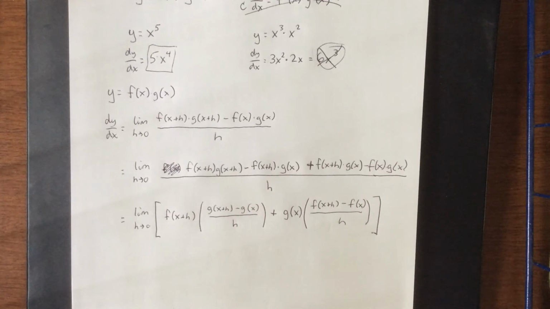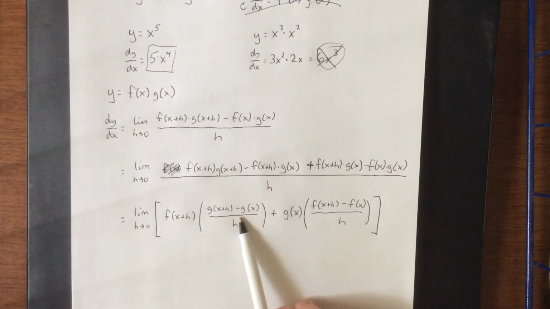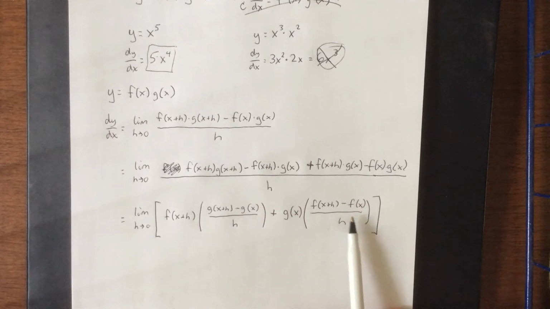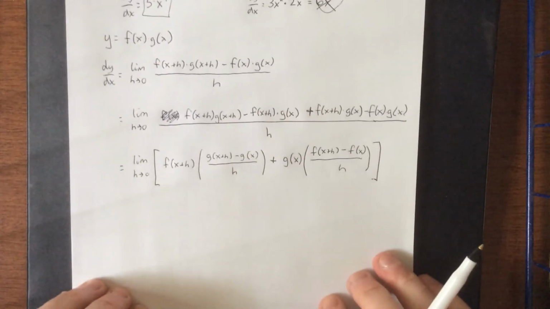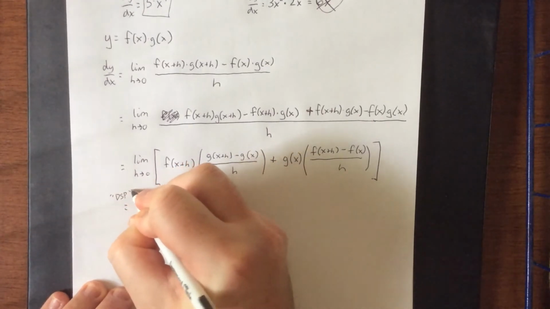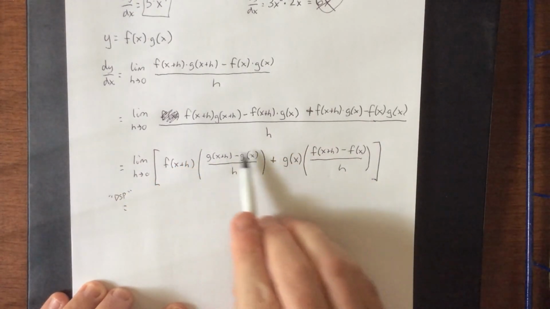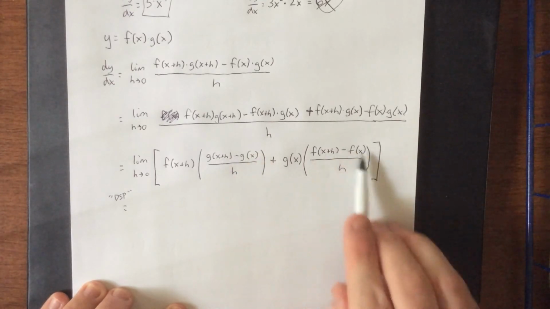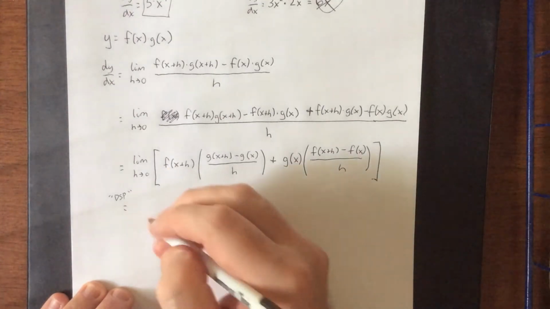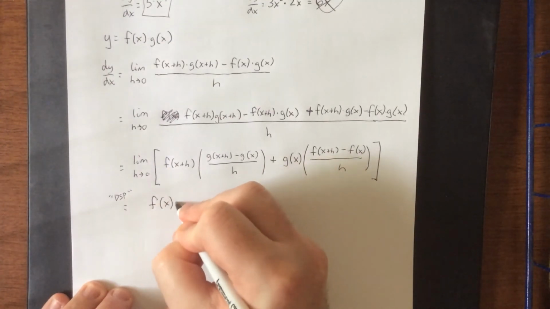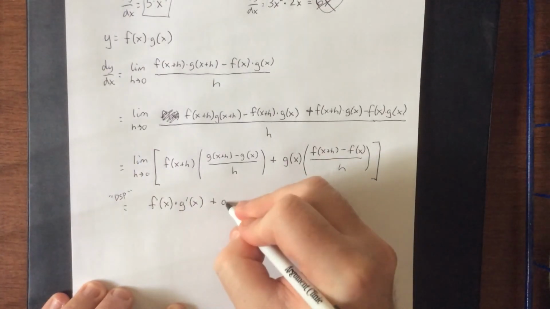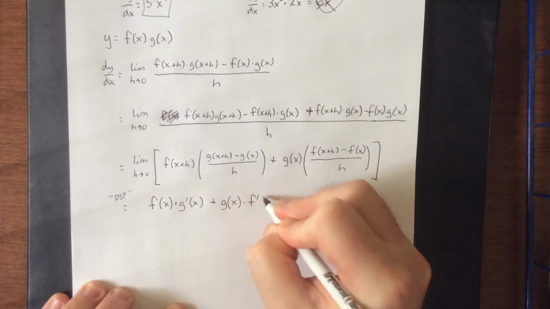You'll notice that after I factored out those common factors, this is now a difference quotient. It's the difference quotient of g. This is now a difference quotient. It's the difference quotient of f. Therefore, as I allow h to go to 0, we'll say that's the direct substitution property, though it isn't really, this will become the derivative of g. This will become the derivative of f. This will become f of x because h is going to go to 0. So that is f of x times g prime of x plus g of x times f prime of x.